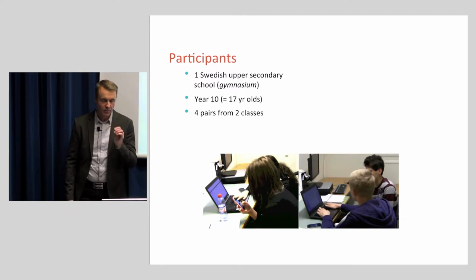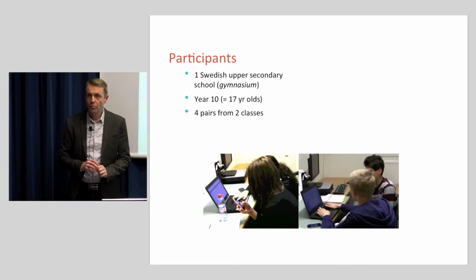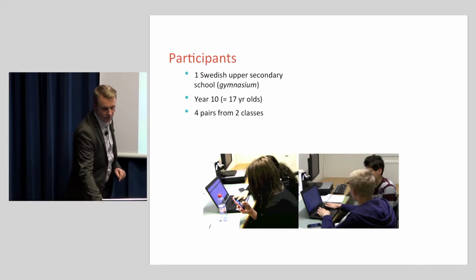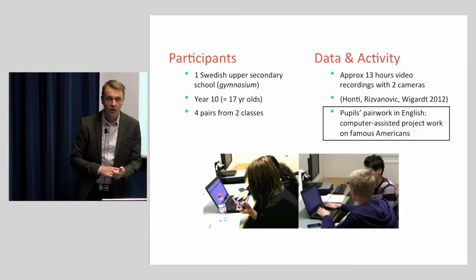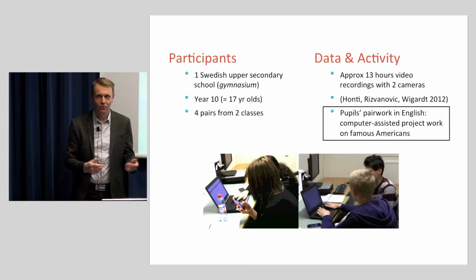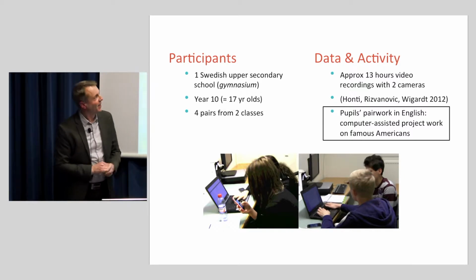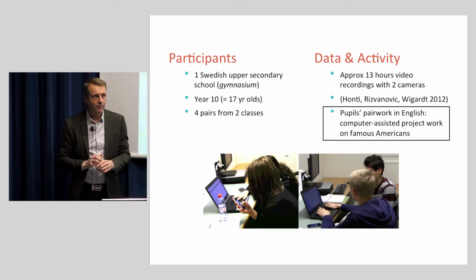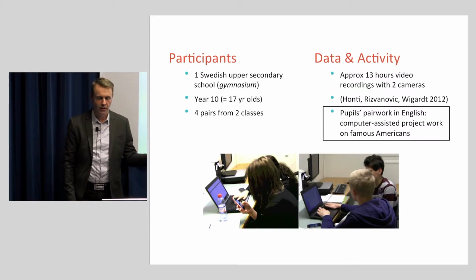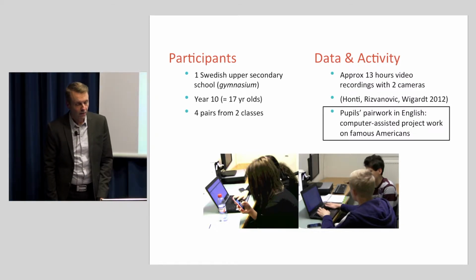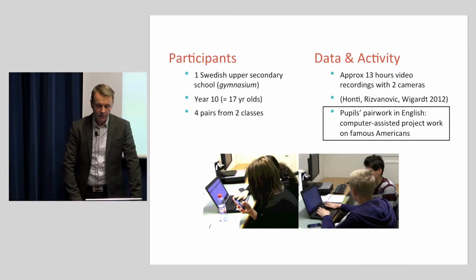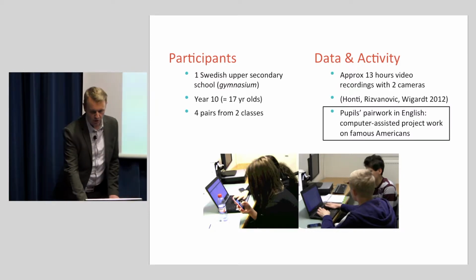Okay, so the participants here, I have more data, but I've been focusing in particular on 4 pairs of students from one particular upper secondary school, year 10, so they're 17-year-olds, and I've got about 13 hours of video that I've been looking at. That's what produced these 440 examples in my collection, and the recordings are with 2 cameras. There's one focusing on the screen, and for ethical reasons, those are the videos that we're going to be looking at right now. These were collected by my teacher students who worked on this data as well as me. The task that we're interested in here is they're writing about famous Americans. They've chosen different ones, and we're at different stages in the writing process.